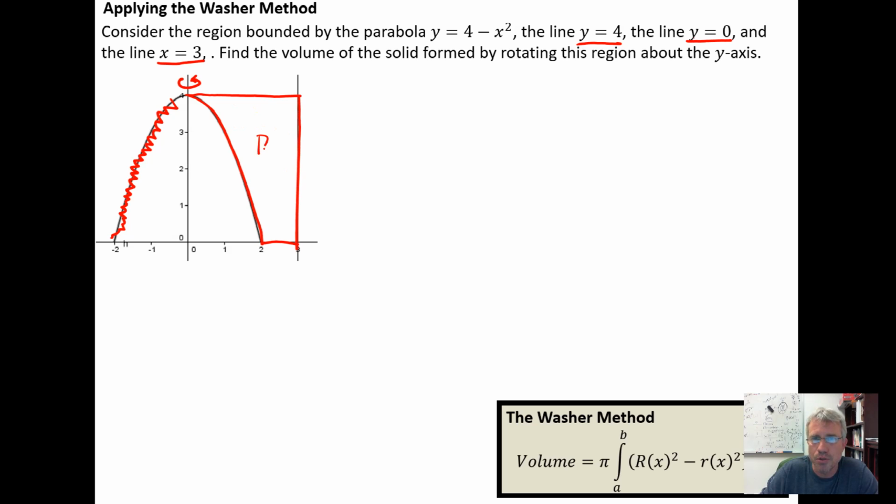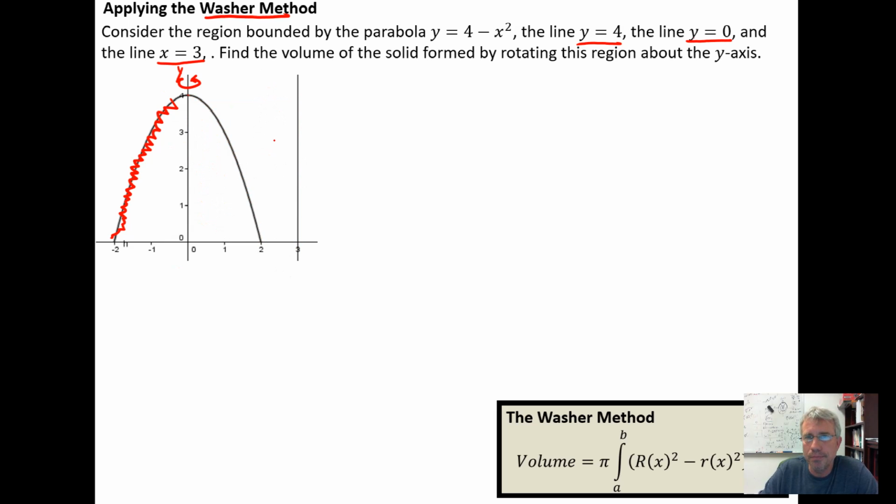This region here is going to be the region that gets rotated around the y-axis, which means when we rotate it, this area in here is going to be missing. It's going to be an empty area, or empty volume, which makes this a washer method problem. We need to subtract off the piece that isn't going to be there.